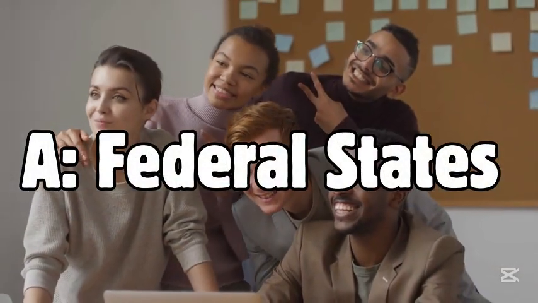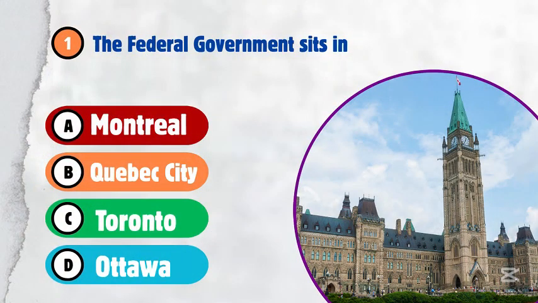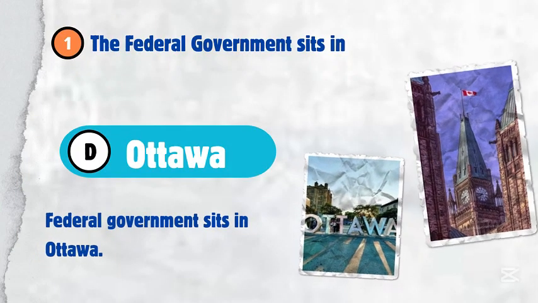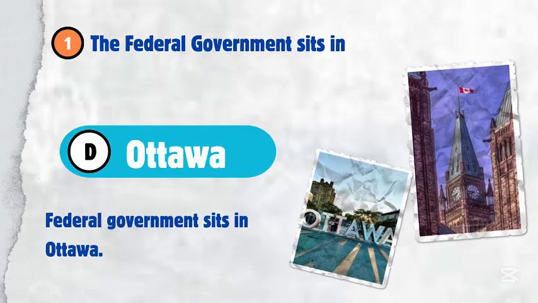A. Federal states. 1. The federal government sits in A. Montreal, B. Quebec City, C. Toronto, D. Ottawa. Answer: D. Ottawa. The federal government sits in Ottawa.